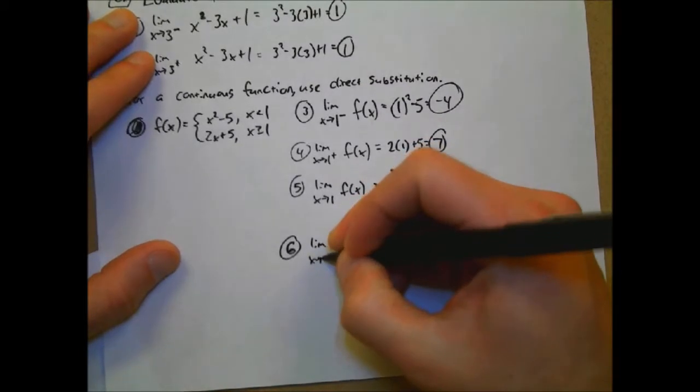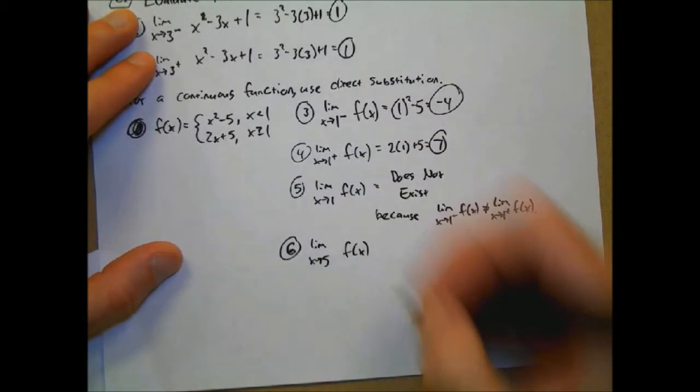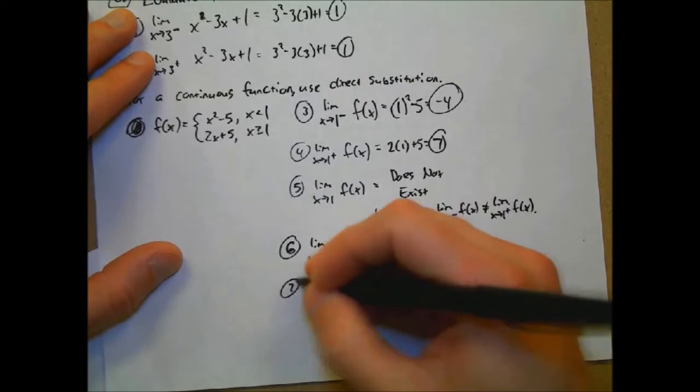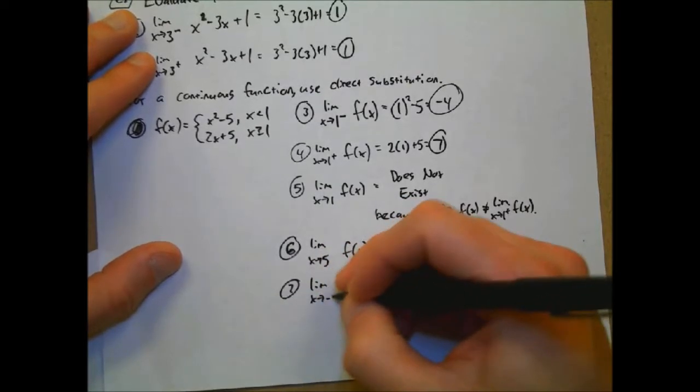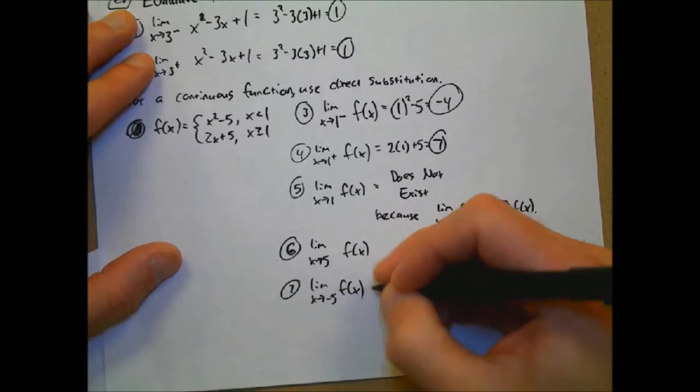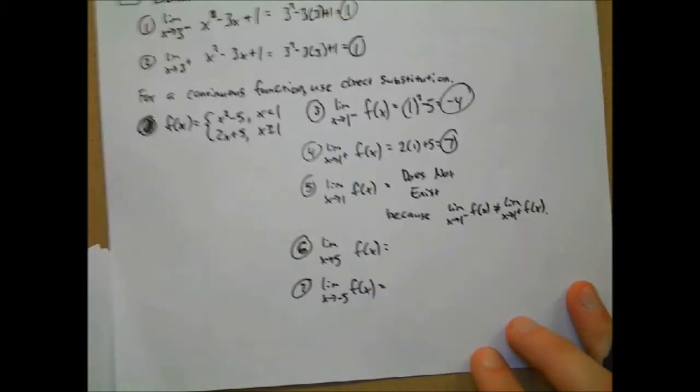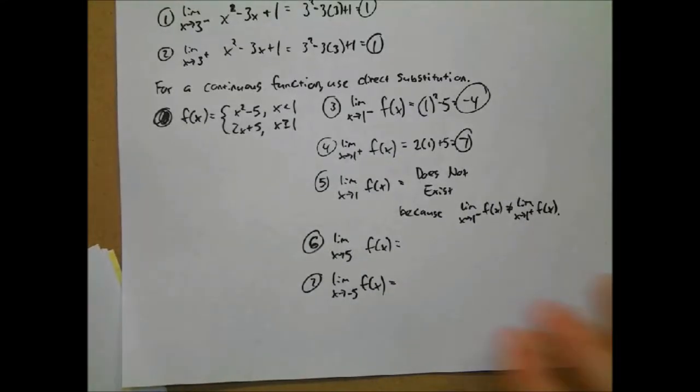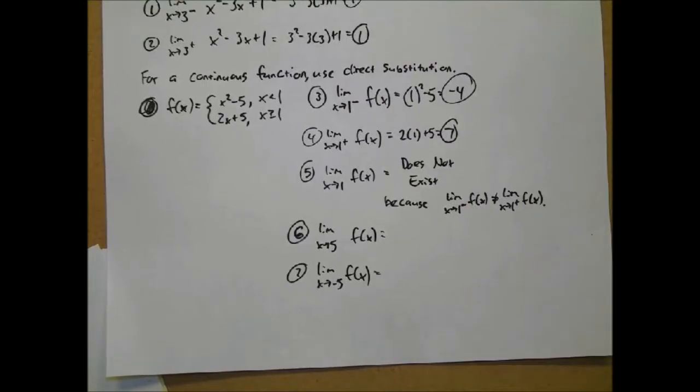I'll give these two here to you. So go ahead, find the limit as x approaches 5, and find the limit as x approaches -5 of this function as well. Okay, so go ahead and take a couple of seconds here and do that. Find the limit as x approaches 5 and the limit as x approaches -5. Yep, same function.